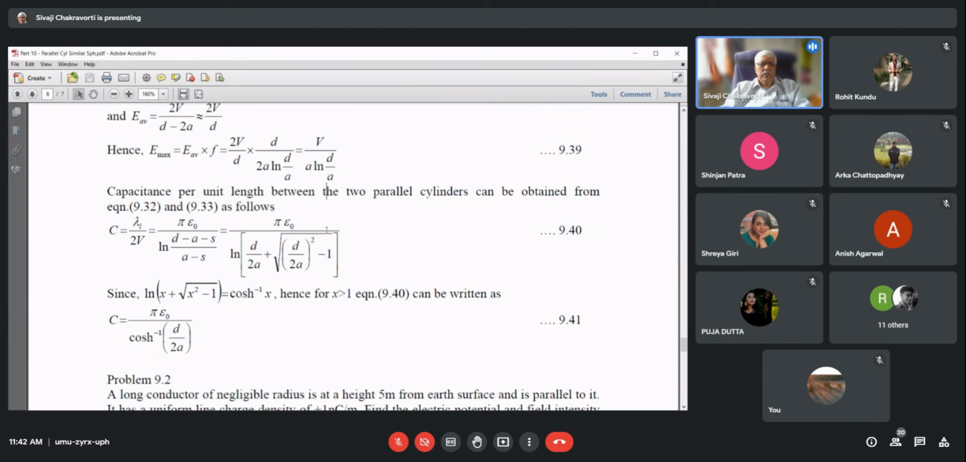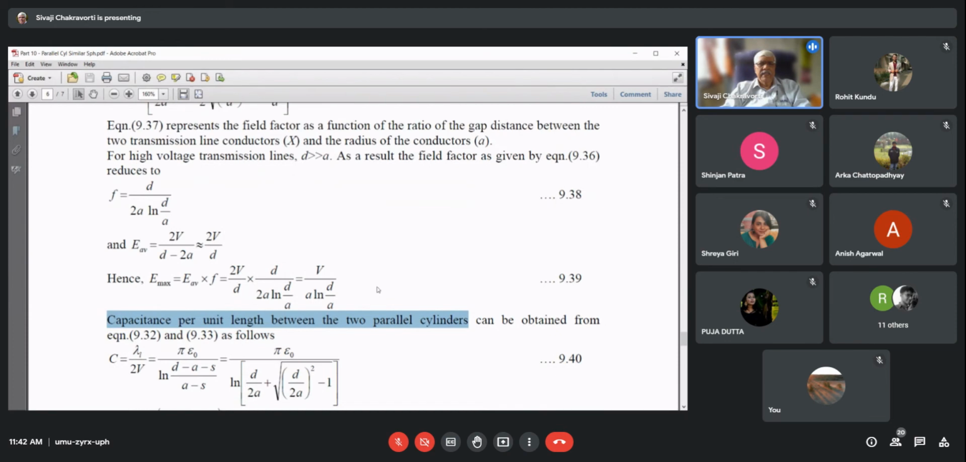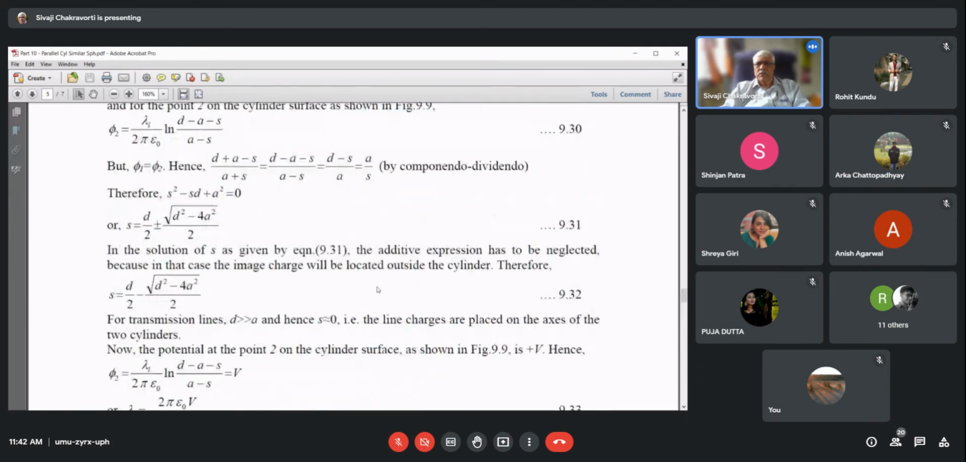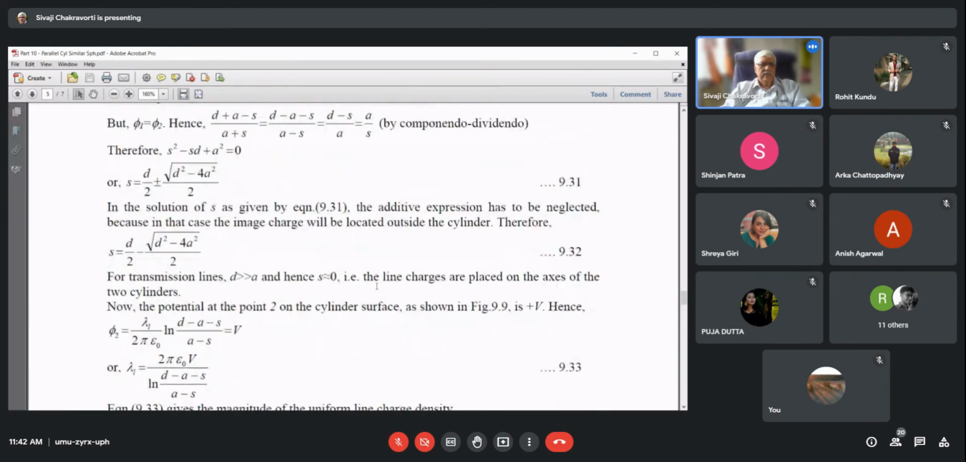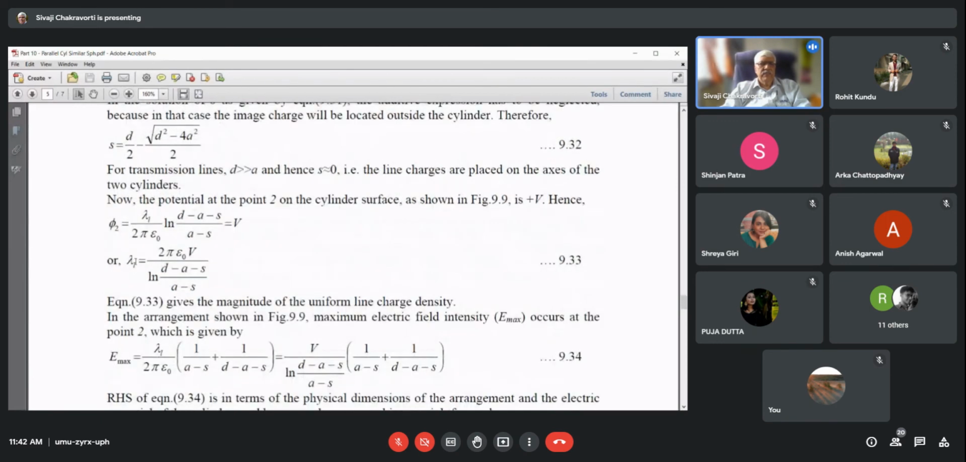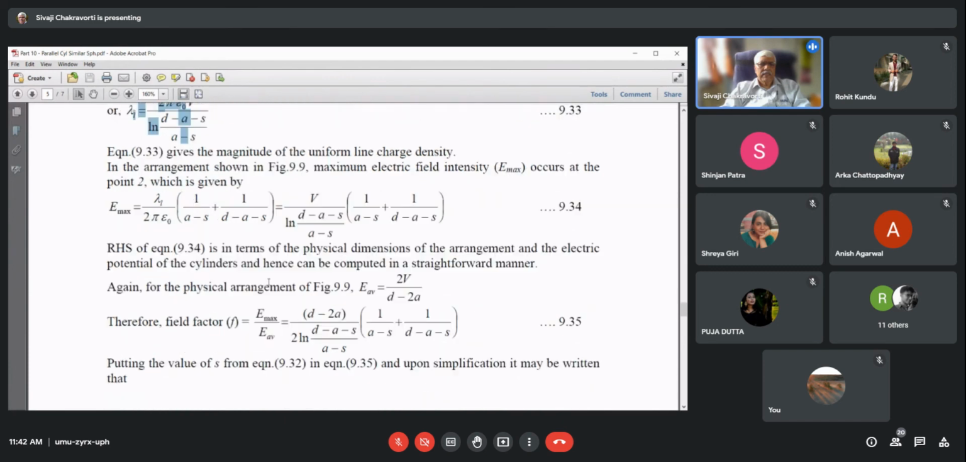And if somebody asks what will be the capacitance per unit length of this parallel cylindrical system, the answer is capacitance will be lambda 1 by 2V, and we know the lambda 1 expression which has been already obtained earlier. Let me show you. Yes, here is lambda 1, 9.33 here. So lambda 1 by V I can find. So lambda 1 by 2V is pi epsilon 0 divided by ln of that.